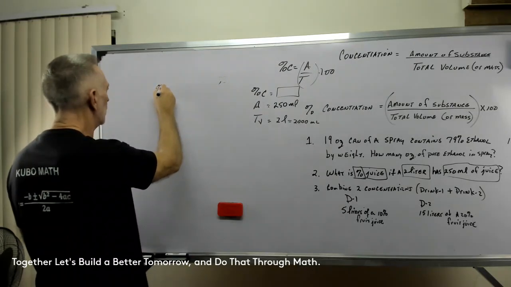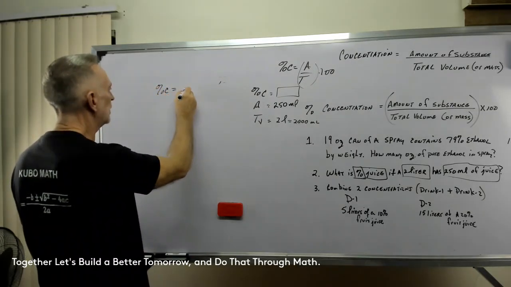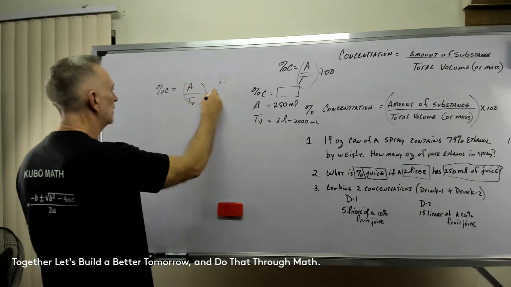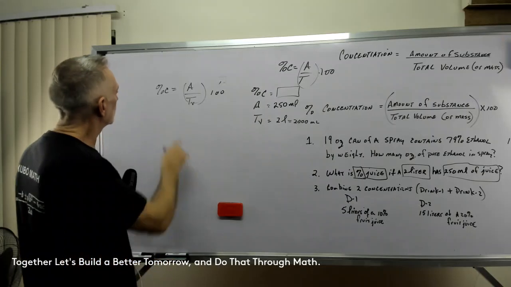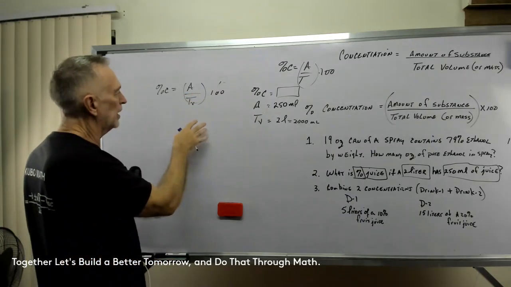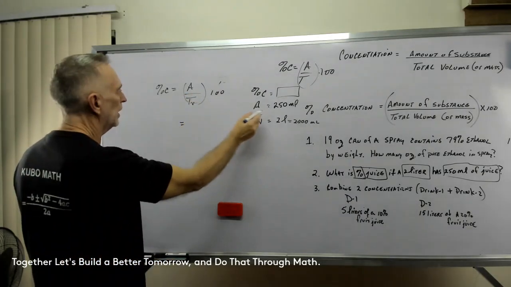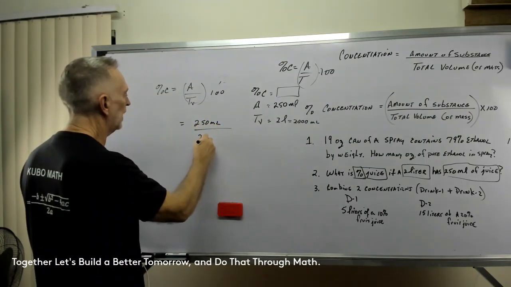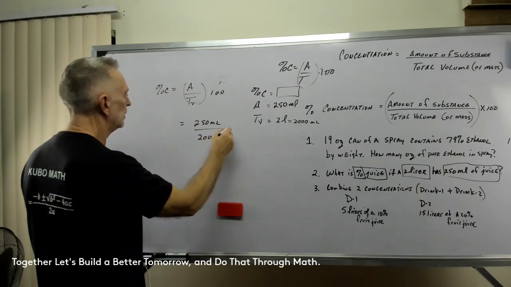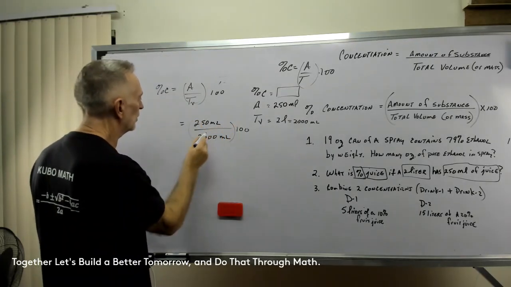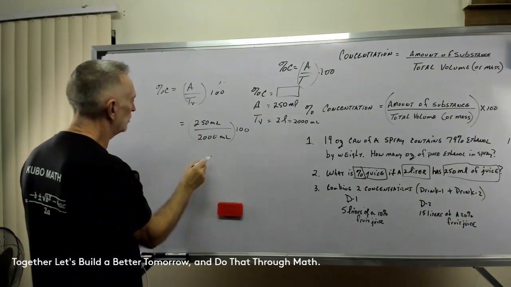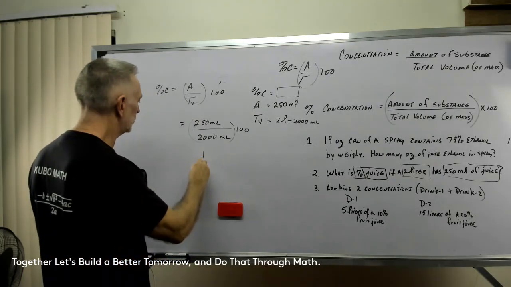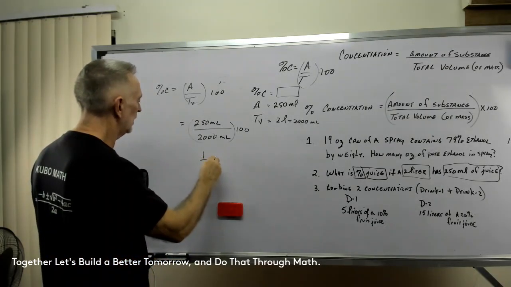Well, recall we had percent concentration equals the amount divided by, in this case, total volume times 100. So we just need to know this. So we don't have to rearrange our formula at all. So we have 250 milliliters divided by 2,000 milliliters times 100. Well, that 0 and that 0 cancel. 25 will go into 200 8 times, so I have 1 over 8 times 100.